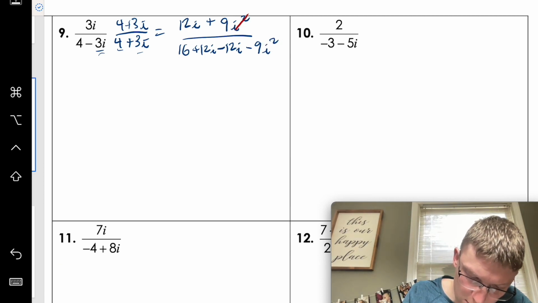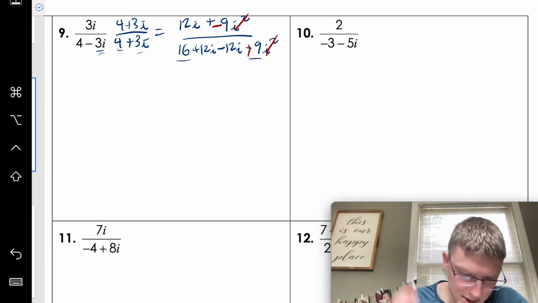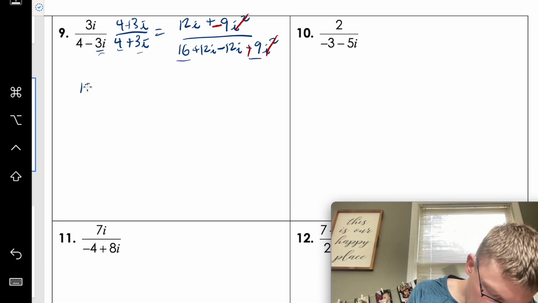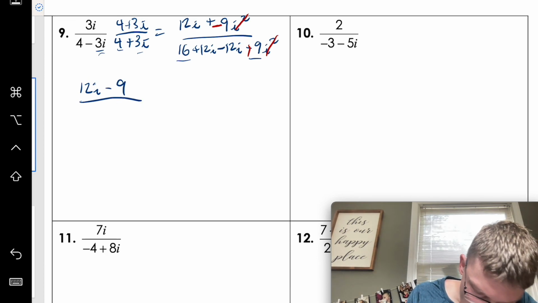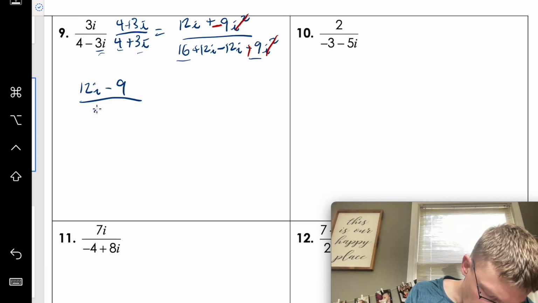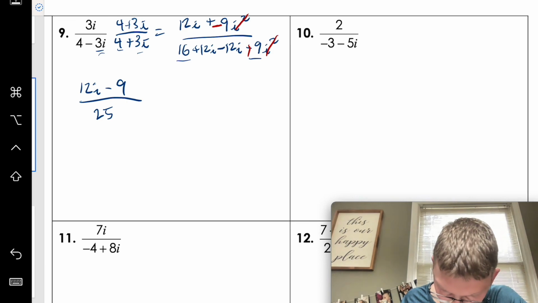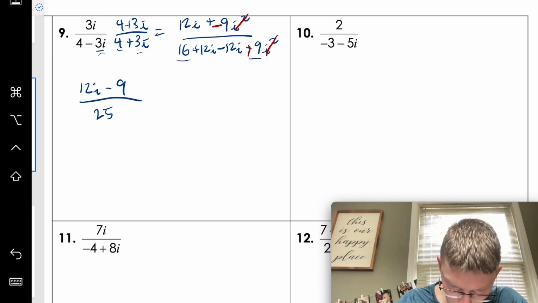Okay, so we're going to go through, change our signs of our i squareds, and on our next round, we'll combine those two things, and what do we have left over? So we got 12i minus 9 all over 16 plus 9 is going to be 25, right? Yeah. And that's kind of it.